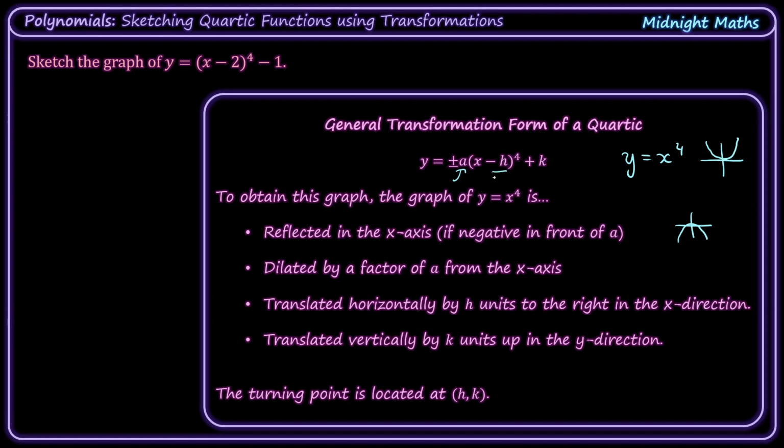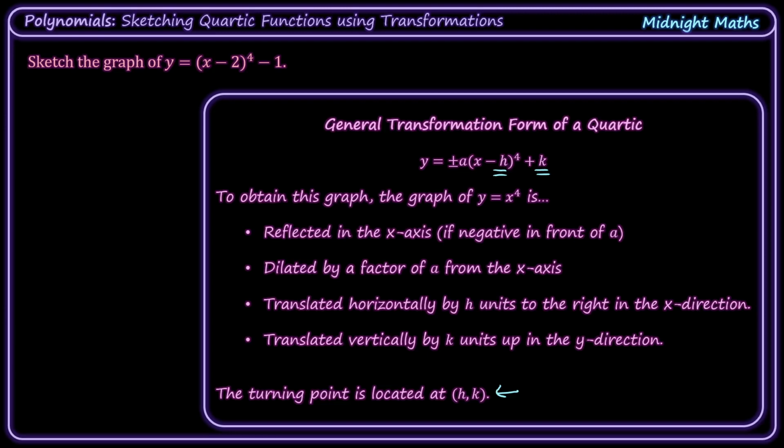If there is an h inside the bracket with the x, that is a horizontal translation in the x direction, so left and right, and we have to be careful to swap the sign when we're figuring out the coordinate of the translation. And finally, if there's a k outside the bracket, then that's a vertical translation in the y direction, up and down. Importantly, with all these pieces of information, we can take h and k and transform them into the turning point. I would really recommend that being your first step to doing any sketch of a quartic, because it's a great base to go from.